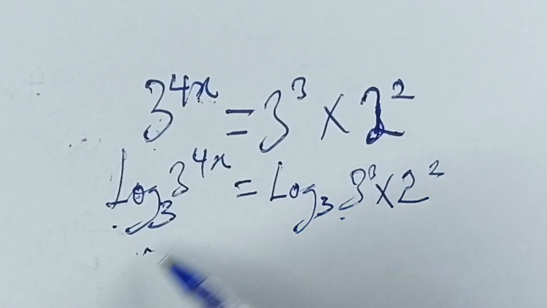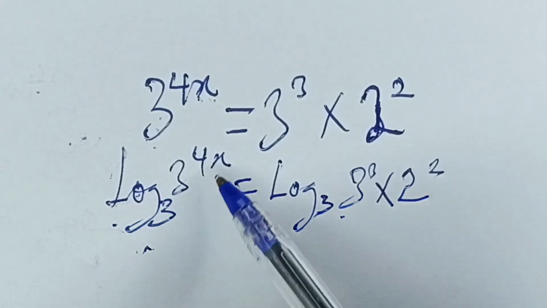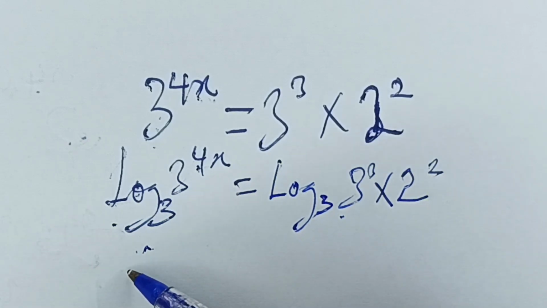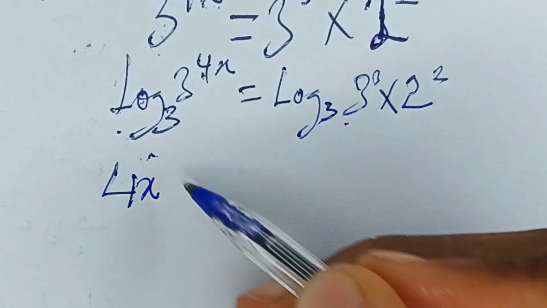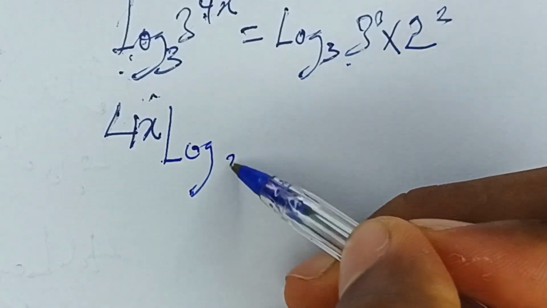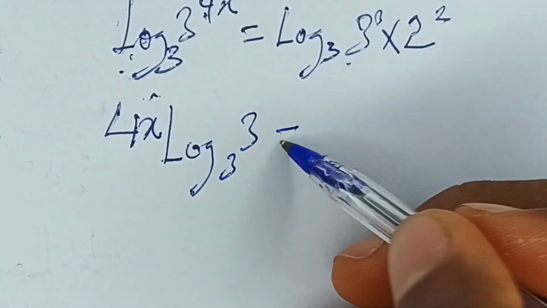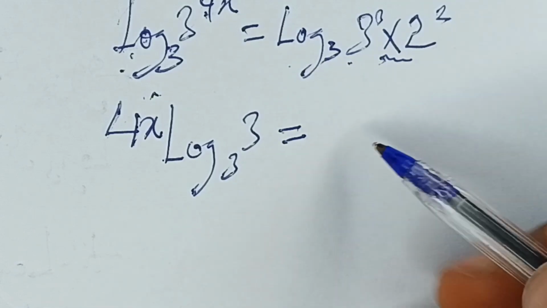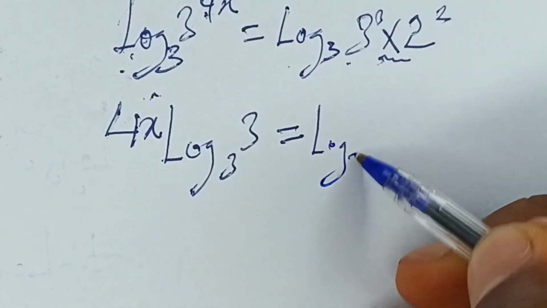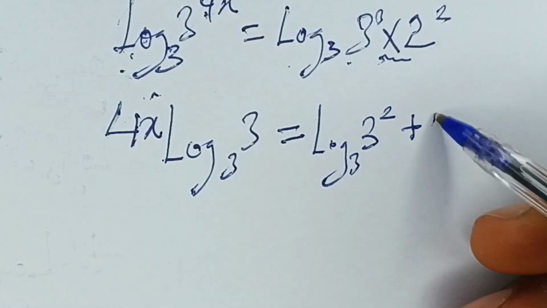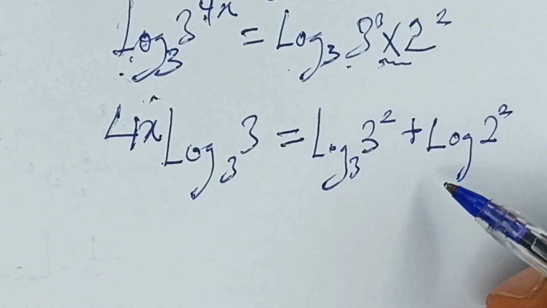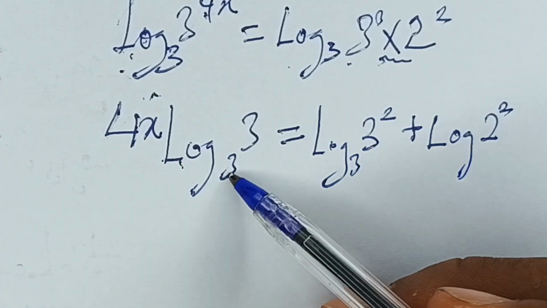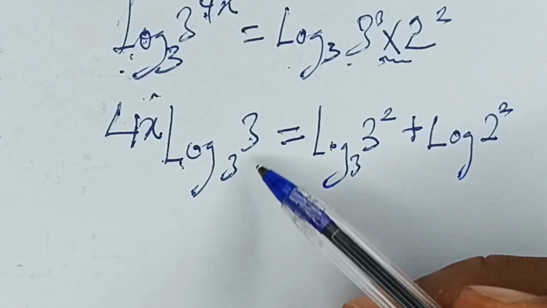Now when you have logarithm of a number with a power on it, you simply multiply the logarithm by that power. So we have 4x times the logarithm of 3 raised to the power 3. And this is equal to, now when you have log of a number times a number, it becomes the log of the first number plus the log of the second number. Now at this point you're seeing logarithm of 3 to base 3. Any logarithm of a number to its own base is 1.